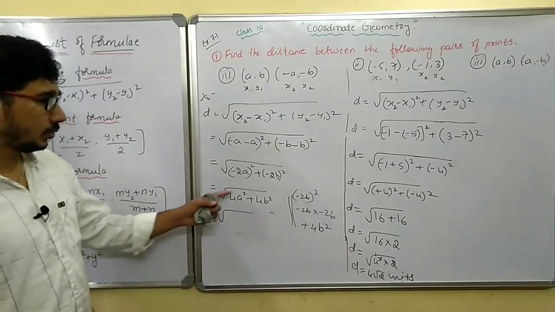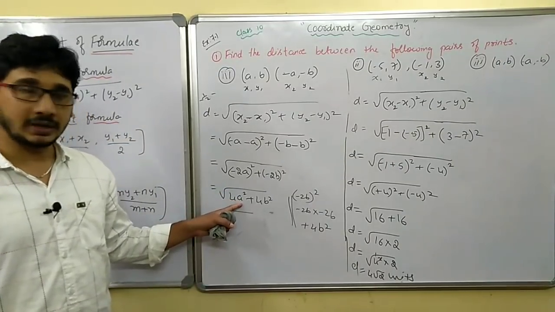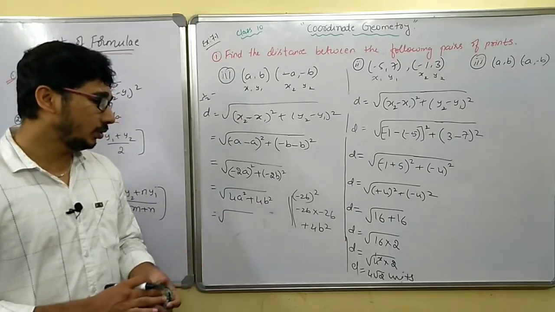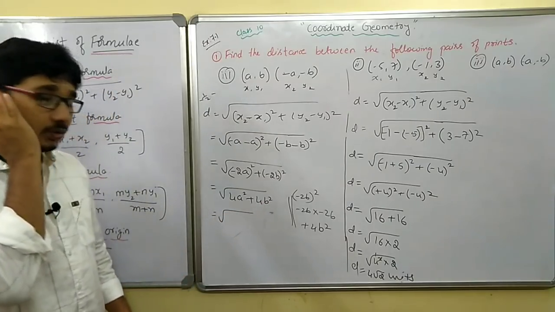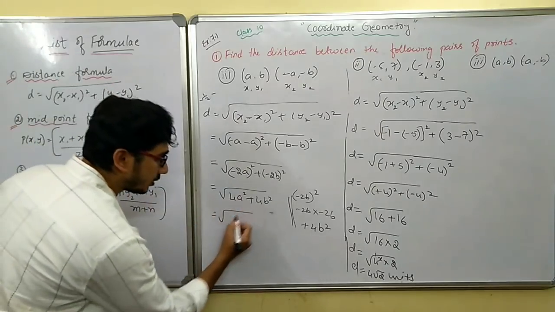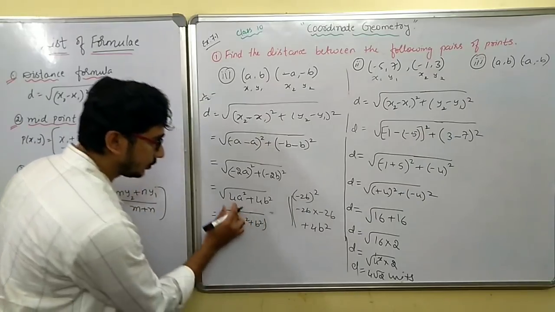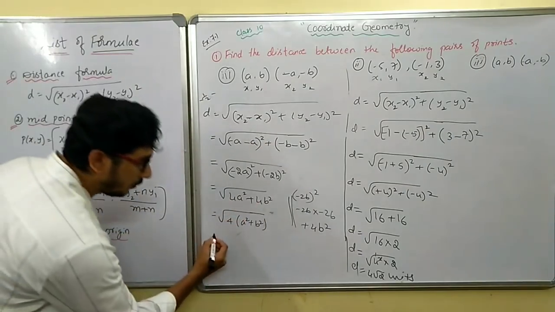See, I cannot add anything here because this is like an apple, this is like a banana. I cannot add. Okay, so what I will do, I can take 4 common because 4 is there in both the sides. So I'll take 4 as common. So a square plus b square as it is. 4 I took common out. So what will happen now?